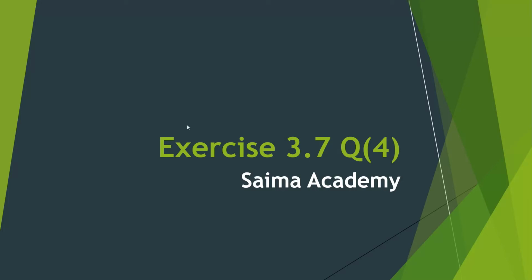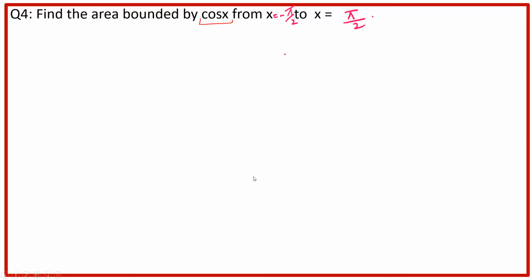In this lesson, I will explain to you question number 4 of exercise 3.7. The question we have: find the area bounded by cos of x from x is equal to minus pi by 2 to x is equal to pi by 2. So the function we have in this case is cos of x. We have to integrate cos of x, and the limits are negative pi by 2 to positive pi by 2, and pi equals 180 degrees. So it will be negative 90 to positive 90.